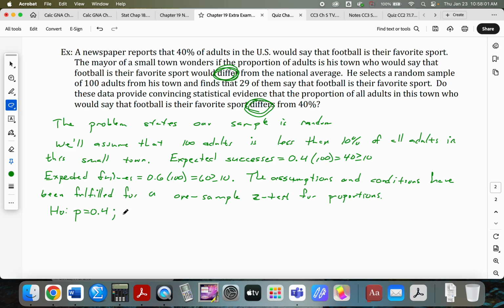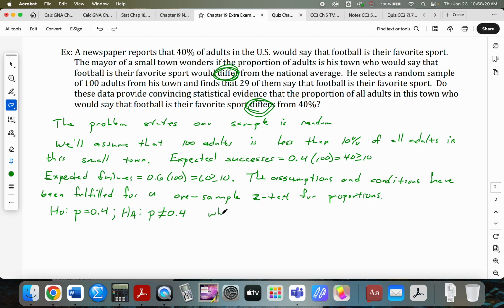And our alternative hypothesis is going to be what? Anything other than that. So not equal. Exactly. We don't care if it's more or less.